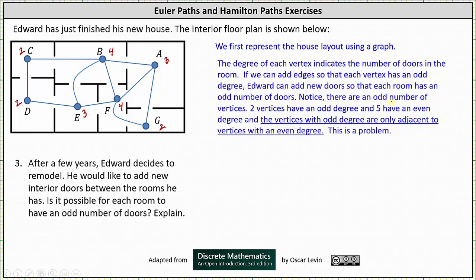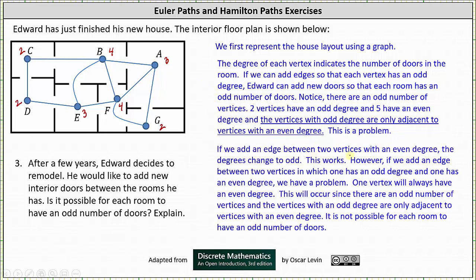Notice there are an odd number of vertices, 7 to be exact. 2 vertices have an odd degree, which are the vertices A and E, and 5 have an even degree, and the vertices with odd degree, again vertices A and E, are only adjacent to vertices with an even degree. This is important to notice because this is a problem.